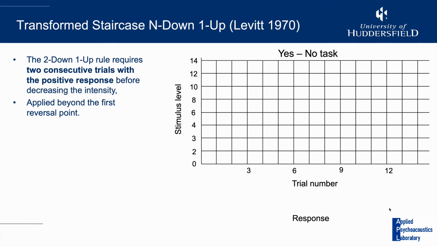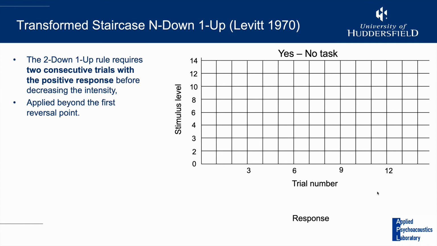The traditional 1 down, 1 up adaptive staircase method has been modified by Levitt, and these are called transformed staircase methods. Probably the most widely used form of transformed staircase is 2 down, 1 up, which requires 2 consecutive trials with the positive response before decreasing the intensity, and this is applied beyond the first reversal point.